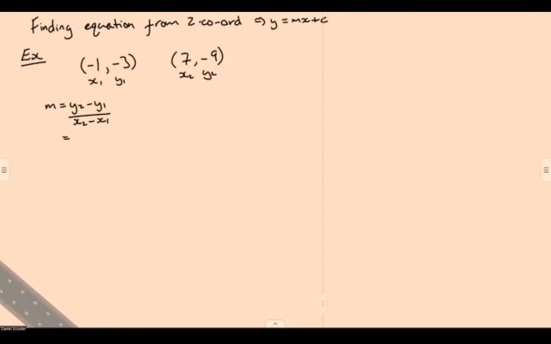Okay, y2 is -9 minus -3. x2 is 7 minus -1. The two minuses make it a positive, so we plus 3. That gives -6/8. Okay, should give us a gradient of -3/4, simplifying that down.